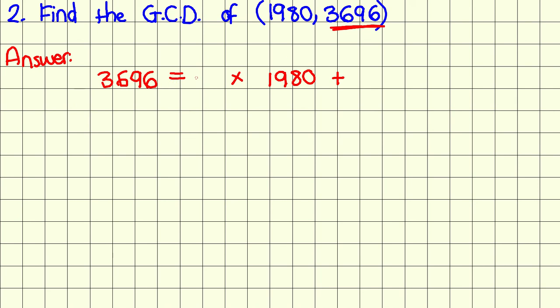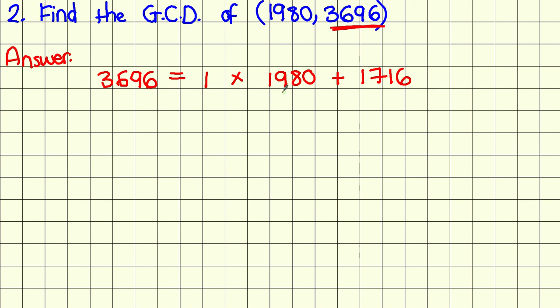Okay, so let's work out what these 2 missing boxes are. So again, back to your calculator. How many 1980s can go into 3696? Just the one. Okay, so it's 1 times this. Let's work out what our remainder is going to be. So I'm going to type in 3696, take away 1 times 1980, and it gives you 1716. Okay, so that's our first line done. That's your first mark, by the way.